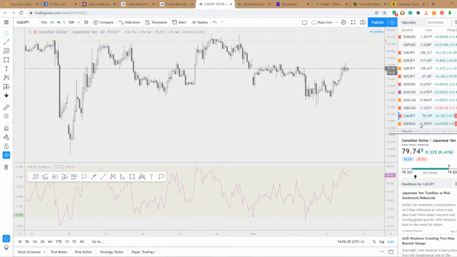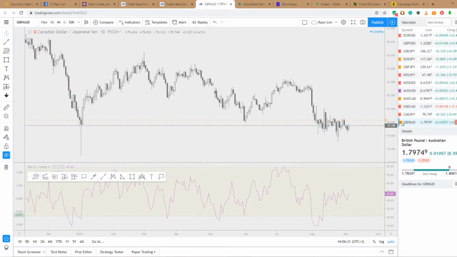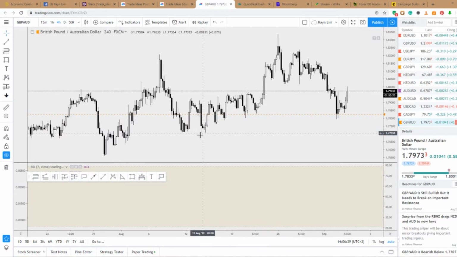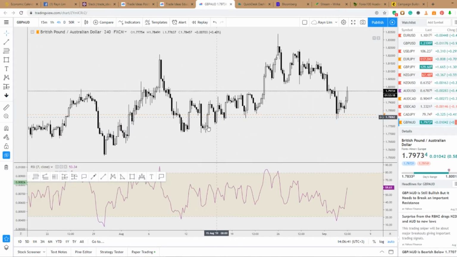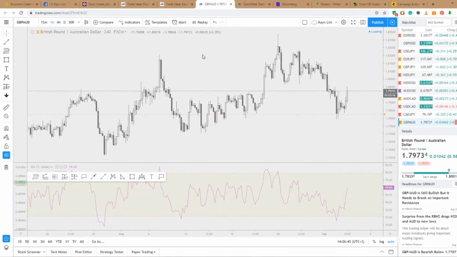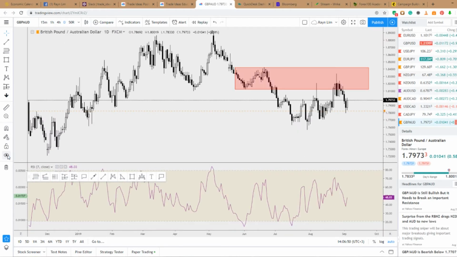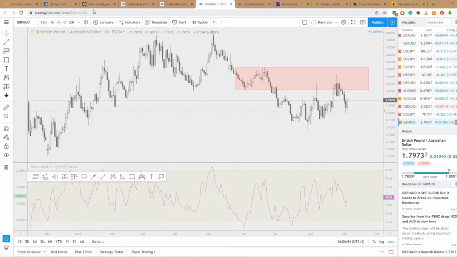So, Pound Australia on the daily chart, bearish movement, sell zone, the market came back up to the sell zone. To the 4 hour chart. On the 4 hour chart, a new high has been created, the market came down, and we tested support. To the 1 hour, nothing much. Back to the daily chart. My analysis, sell zone over here. 4 hour chart.